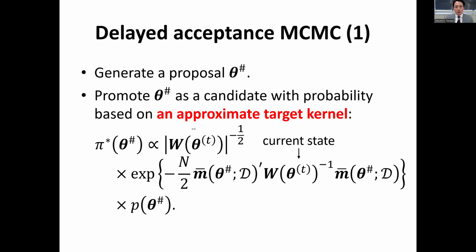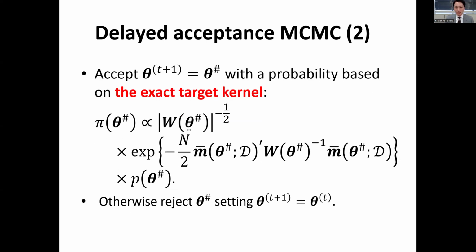A single cycle of DA-MCMC has two stages. In the first stage, after a new state is generated, the proposal is promoted to the second stage with a probability based on an approximate target density, which can be computed with less cost. And this paper proposed to fix W to the current state to decrease the computational burden. In the second stage, the promoted proposal is accepted with probability based on the exact target density.